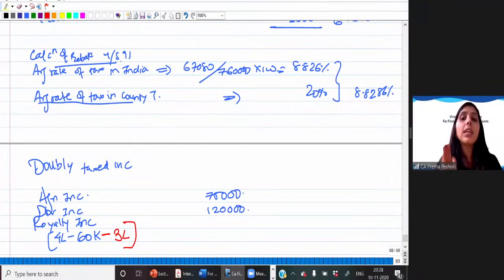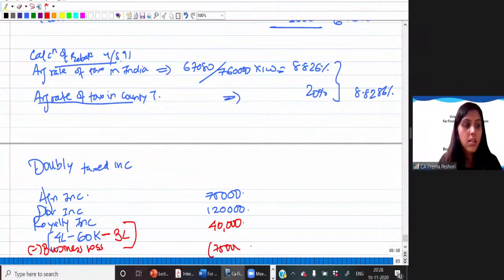What is a doubly taxed income? Where India is also taxing and the other country is also taxing. But in this case, I am not taxing that 3 lakh because I am granting a deduction. So the amount I am taxing is 4 lakh minus 60,000 minus 3 lakh. Clear? So in that case, the doubly taxed income would be here in this scenario only 40,000. Clear? Only 40,000.